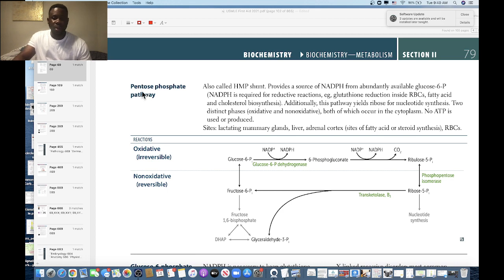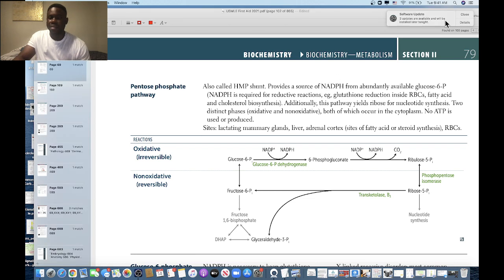So we are beginning with the Pentose pathway, also known as the HMP pathway or the shunt. That is the hexose monophosphate shunt. The purpose of this is to make NADPH. Now, this NADPH is very, very important in the body, and it's made from abundantly available glucose 6 phosphate.